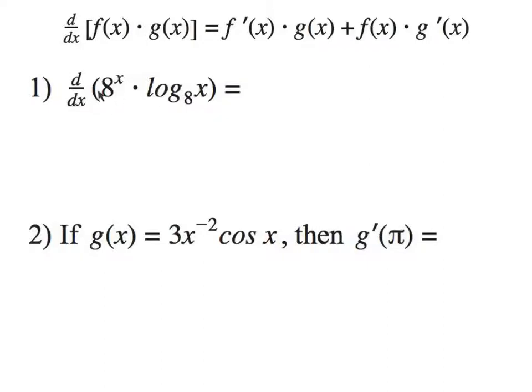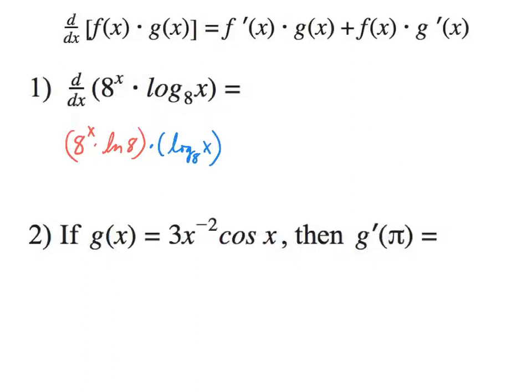So do you see a product here? We're going to apply this rule. This is F, this is G. So here's how it rolls. What you do is take the derivative of 8 to the x. That would be 8^x times ln 8. All right? And then we just leave the log base 8 of x. You just leave that.